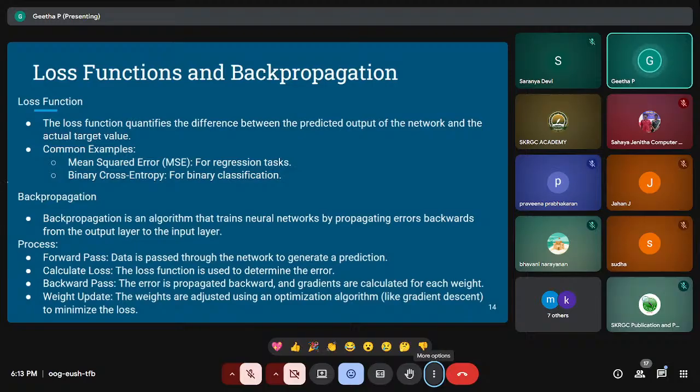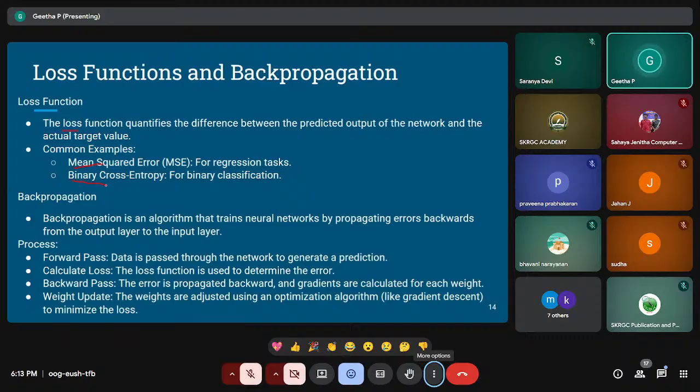A loss function is a mathematical function that calculates the difference between the predicted output and the actual target output. It helps the network learn by providing numerical feedback. Lower loss means better performance. Mean squared error is the average squared difference, and it is sensitive to larger errors. And we have binary cross entropy, which is used for binary classification.